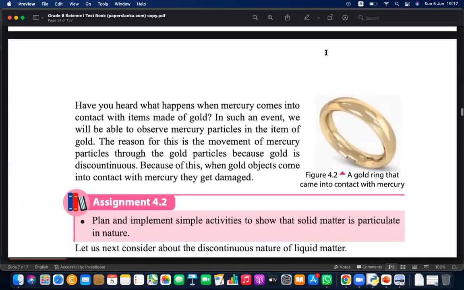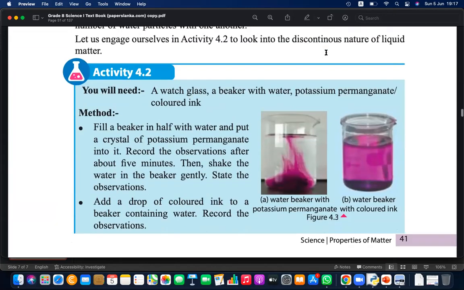Okay, the same practical you can do for water. You can take a piece of potassium permanganate and put it in water. You can see this will diffuse, it will go here and there and spread into the water. Why? Water is also discontinuous. Liquid is also discontinuous. That is why you can see that.